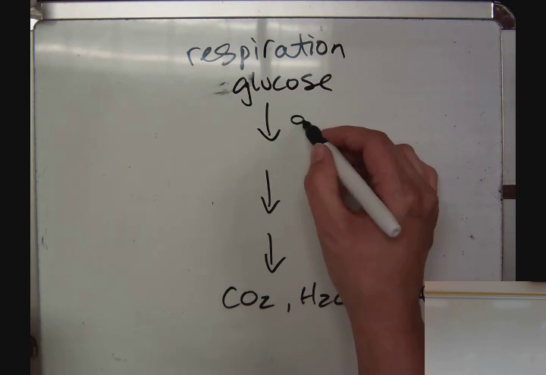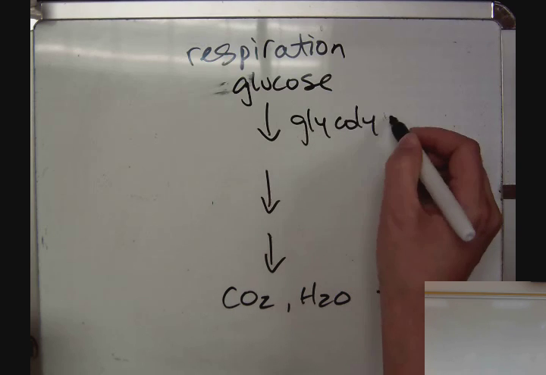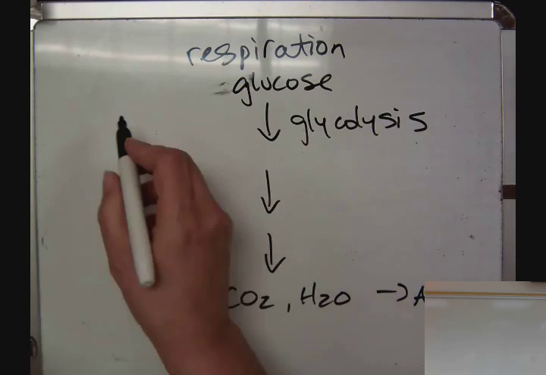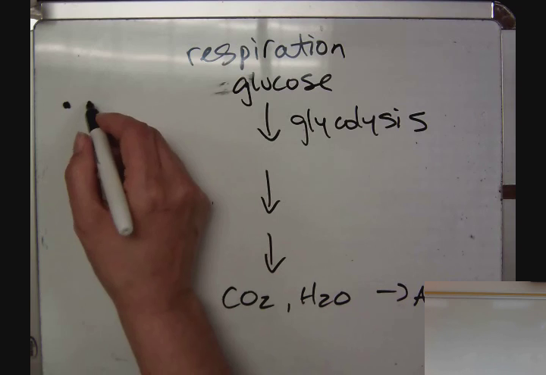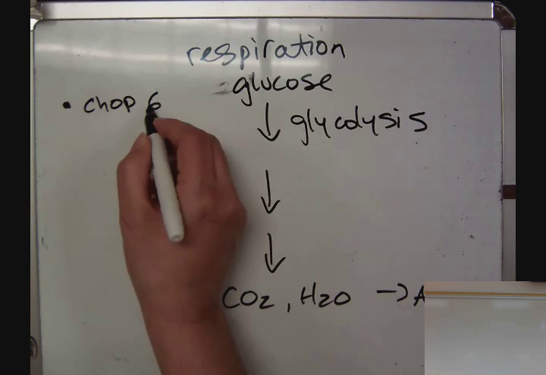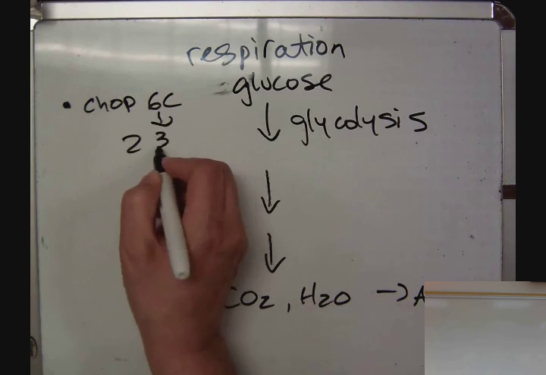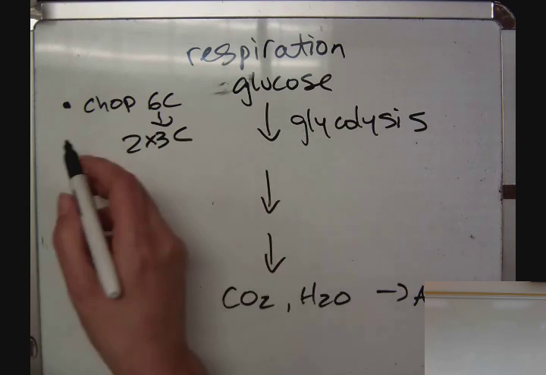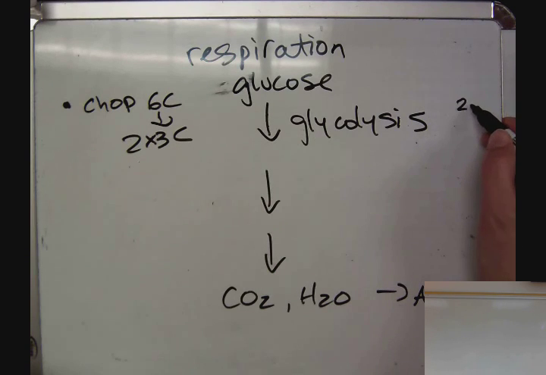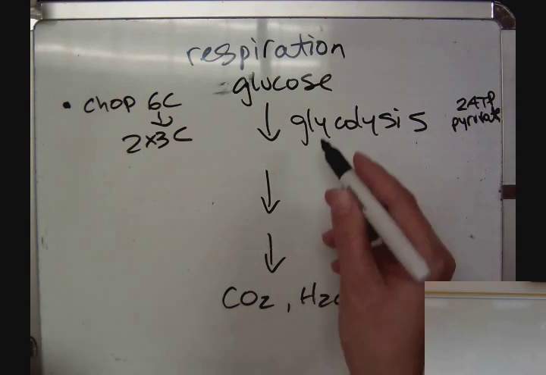What's the first step? Glycolysis. Basically, we're just going to chop the 6 carbon into 3 carbon units. And what do we get for doing that? We get 2 ATPs and some pyruvate. What's the next step if we're going to keep going?